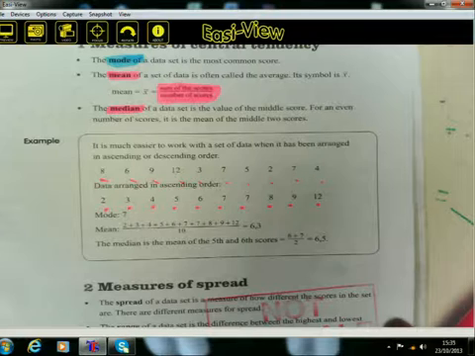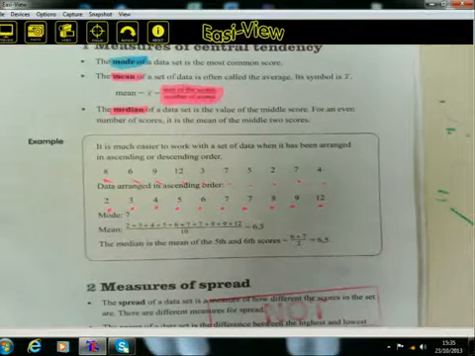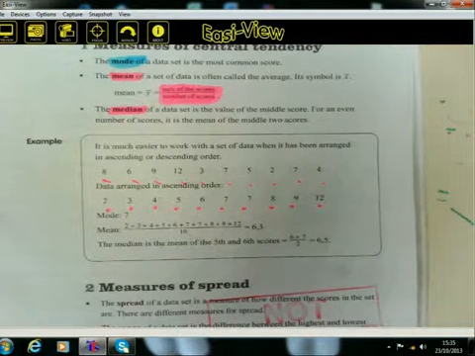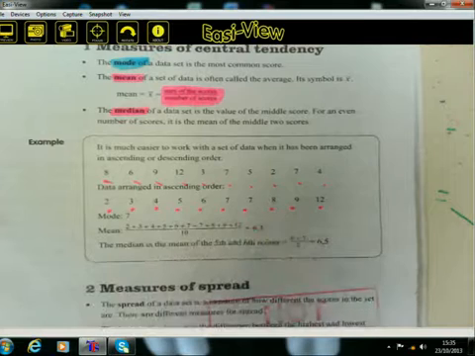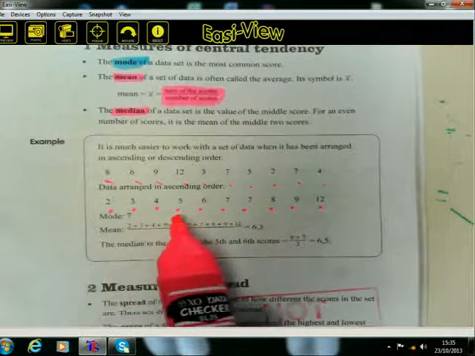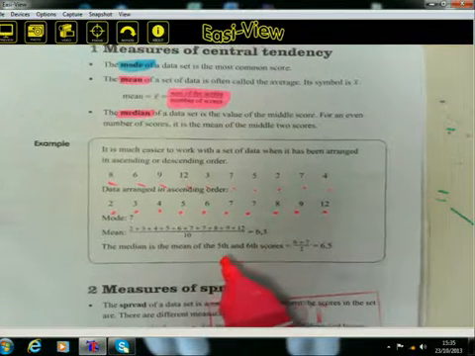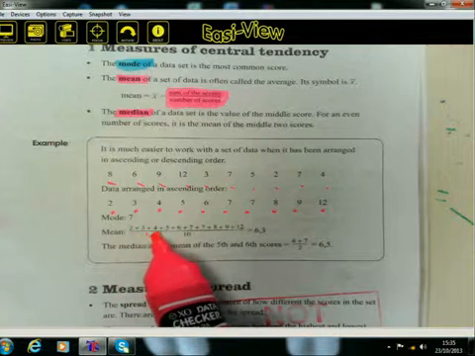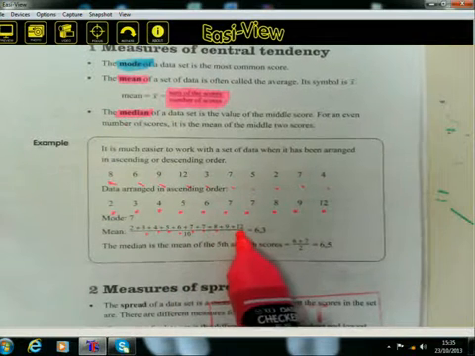Let's go to the second one, the mean. Remember what I said about the mean? You add all the data and get the sum, and then you divide it by the total number of scores. Here are our scores: 2, 3, 4, 5, 6, 7, 7, 8, 9, and 12. Now what must you do? We write mean, and then we add 2 plus 3 plus 4 plus 5 plus 6 plus 7 plus 7 plus 8 plus 9 plus 12.